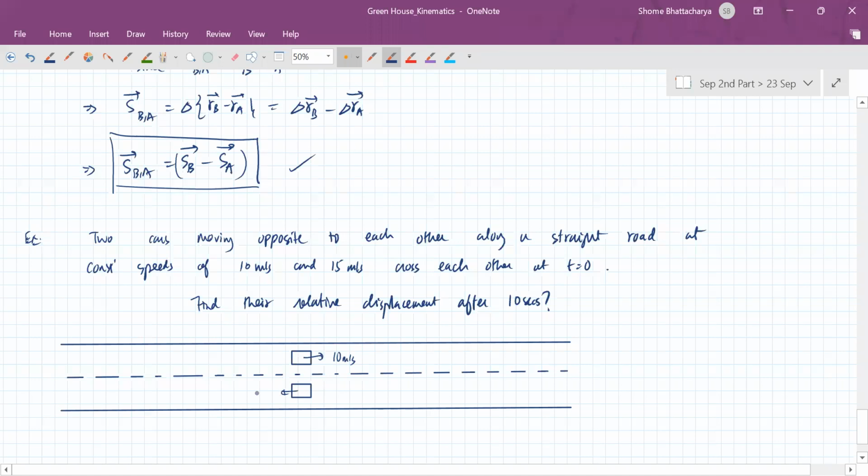So this is the situation at t equal to 0. So what is the relative displacement after 10 seconds? Yes, that's correct. Very good. No, you just made a mistake with the value. Yes, Siddharth, that's correct now.